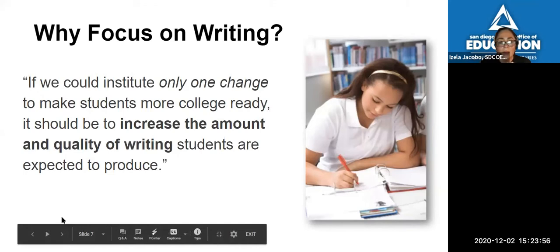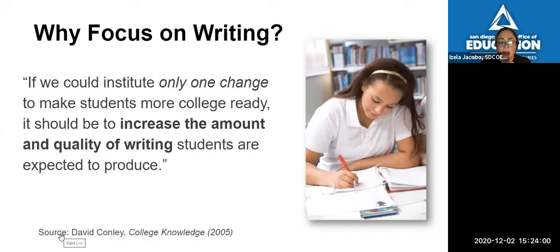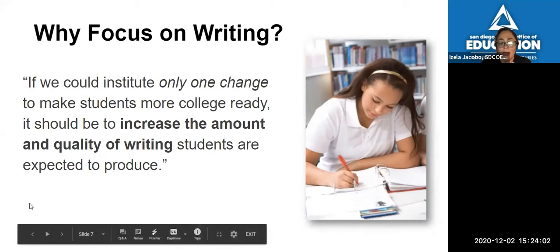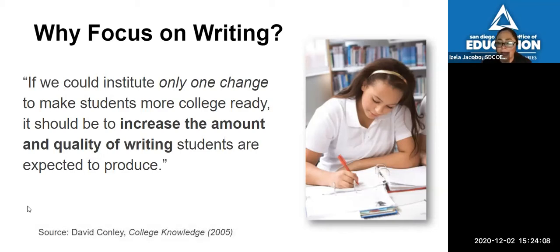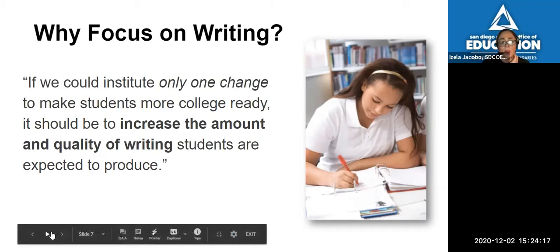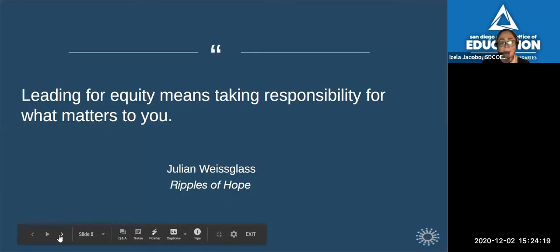And it's through work like this and quotes like this that we know that if there's one thing that we can do differently when attending to writing instruction for our English learners, it is increasing the time and the opportunities that we're providing for our English learners, and looking at the quality of our writing instruction. Moving on to the next slide.